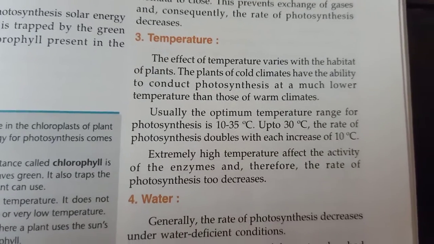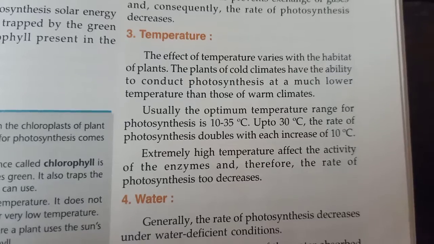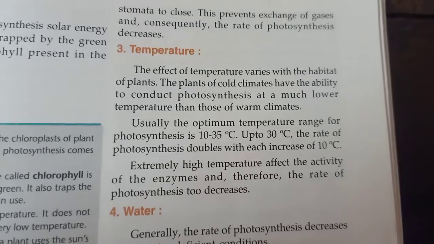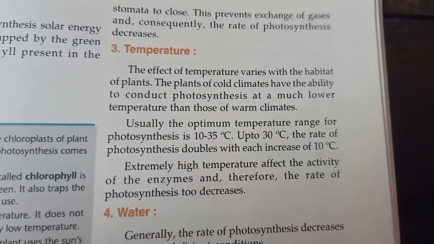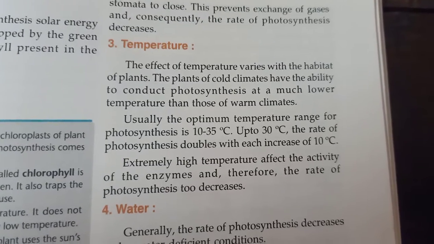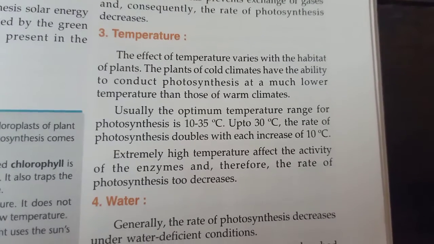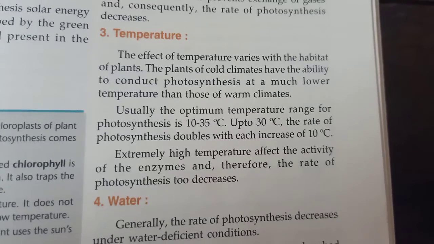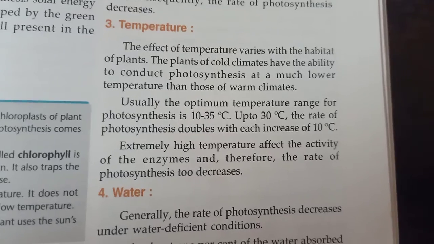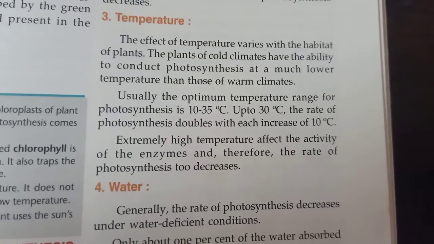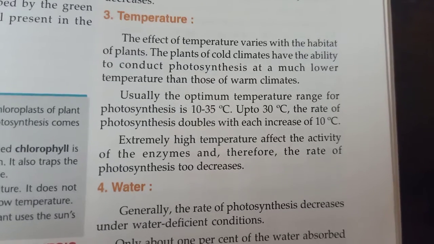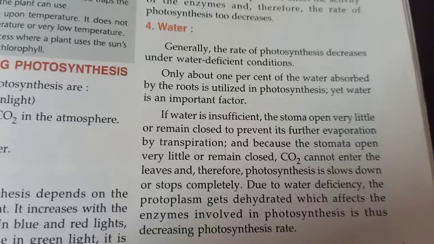Usually, the optimum temperature range for photosynthesis is 10 to 35 degrees Celsius. Up to 30 degrees Celsius, the rate of photosynthesis doubles with each increase of 10 degrees Celsius. Extremely high temperature affects the activity of the enzymes, and therefore the rate of photosynthesis decreases.